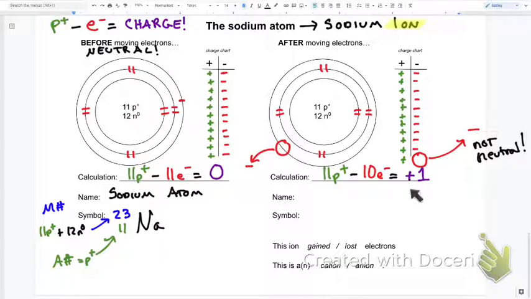Now, that plus is necessary because we're talking about charges. Whenever we say charge, you need to have a symbol in front of that number. It's either positive or negative. In this case, it's positive, so make sure you write that positive symbol right next to your charge. Okay, so we get really fancy here. The name of this, if it loses electrons, is just going to be the name of the element and ion. So sodium ion.